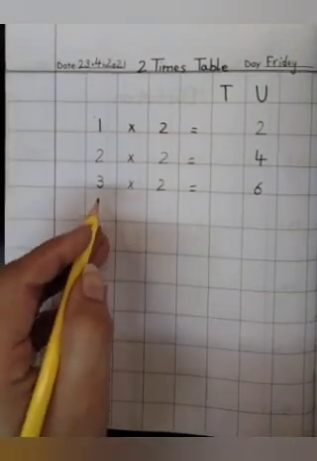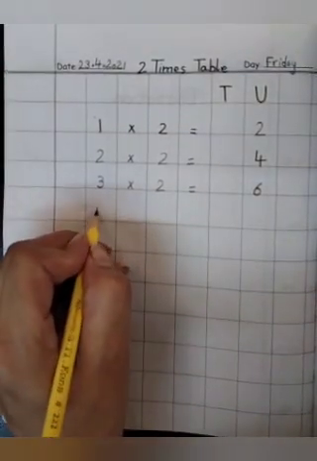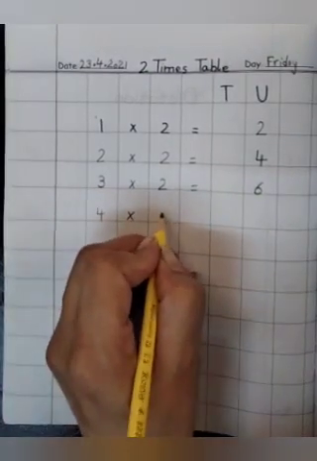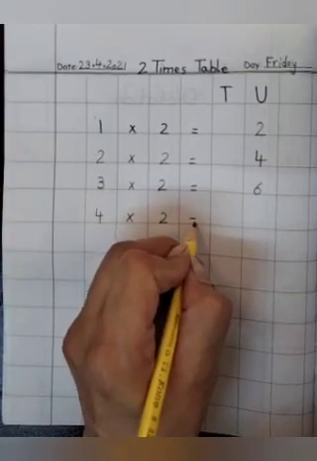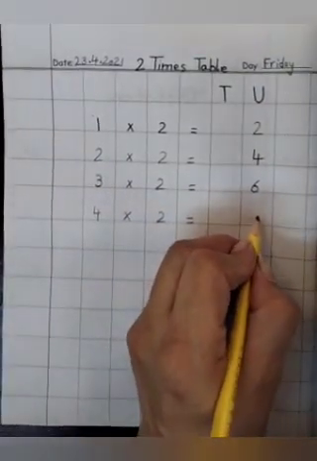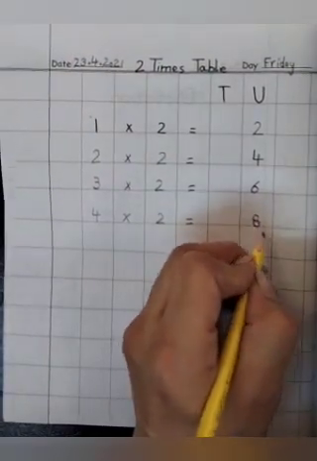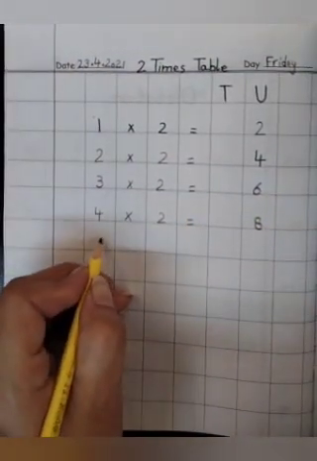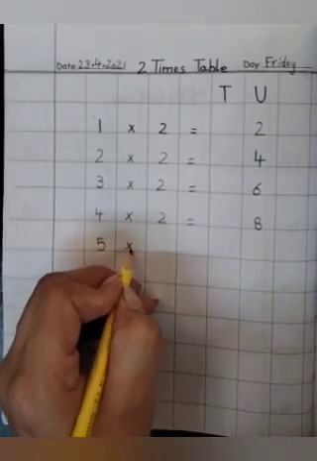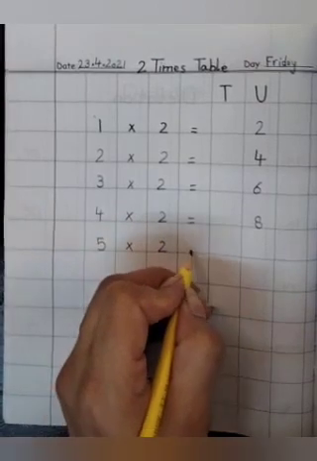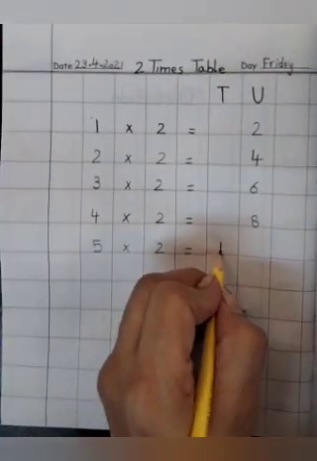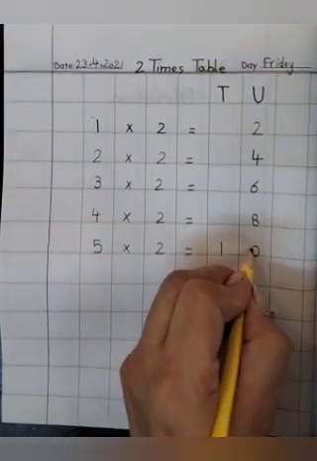Now let's move to next. After 3 what will come? 4. So 4 times 2 is, can you tell me? 4 times 2 is 8. Very good. So here we will write down 8. Now after 4 what comes? 5. So 5 times 2 is, can you tell me? Yes, 10. Very good. So here we will write down 1, 0, 10.